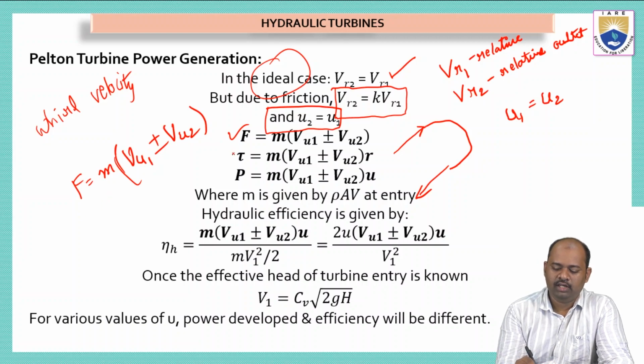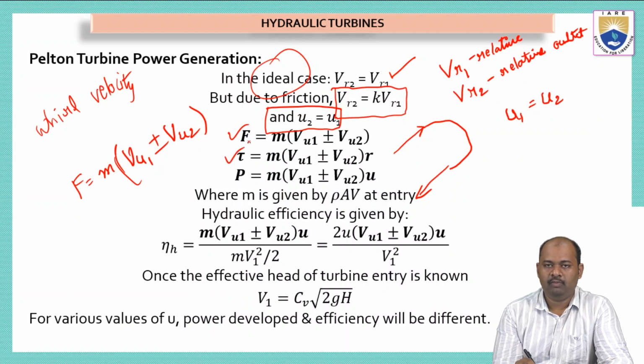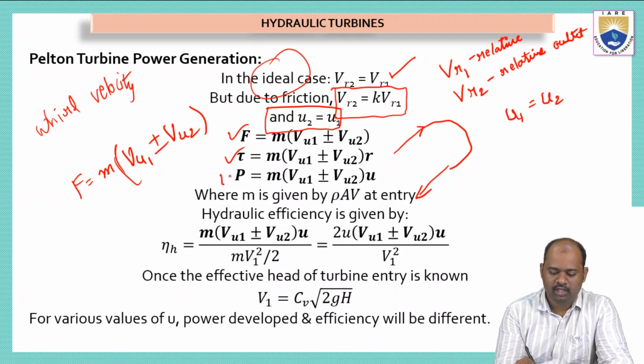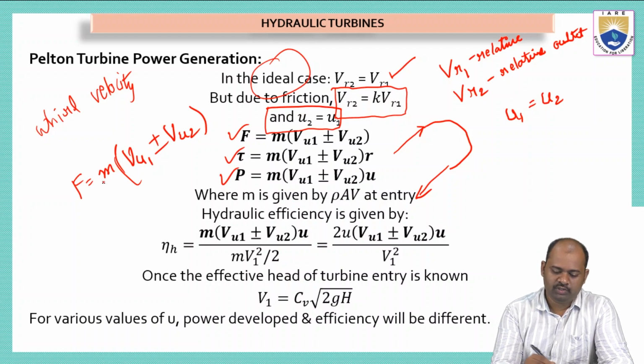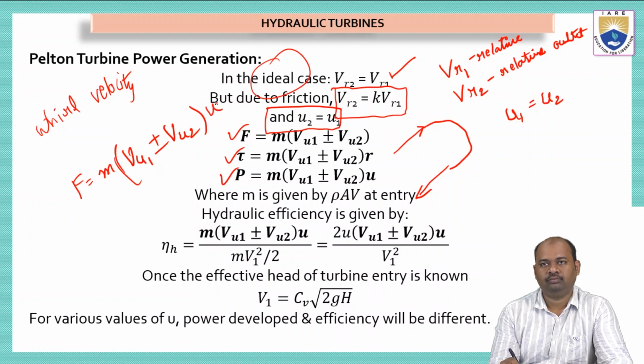And also we can calculate the torque. Simply we multiply by the radius of the bucket, the radius of the runner, and we will get torque. Because it is a rotational body, we can calculate torque also, and from this we can calculate power. So the power is the force multiplied by the distance, or simply the velocity u.